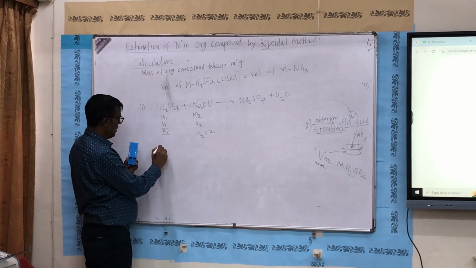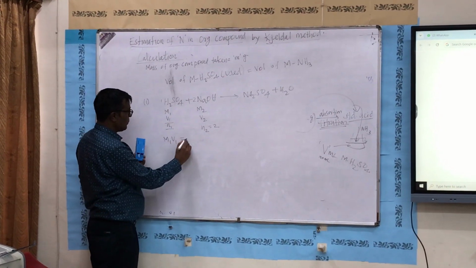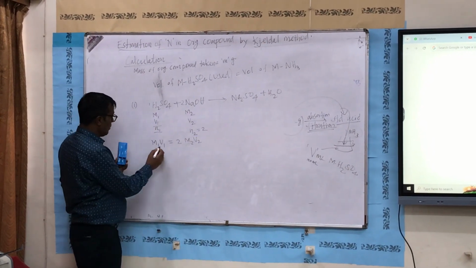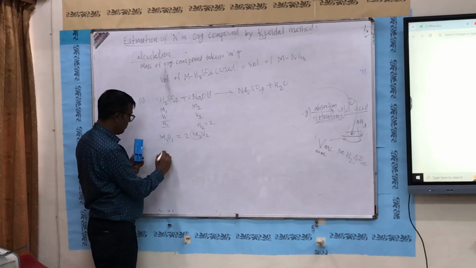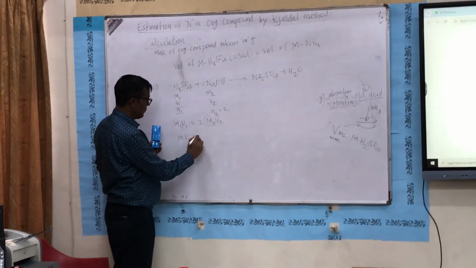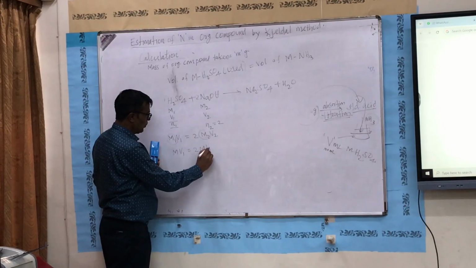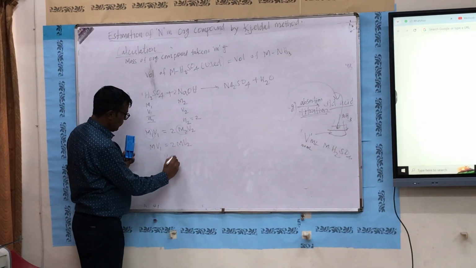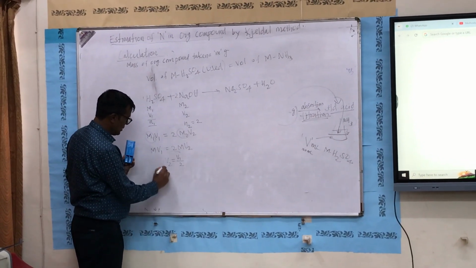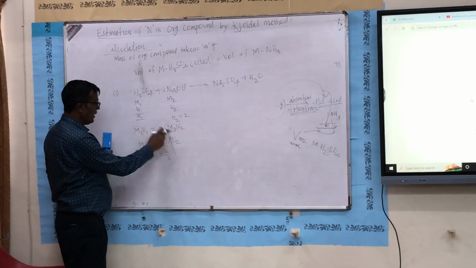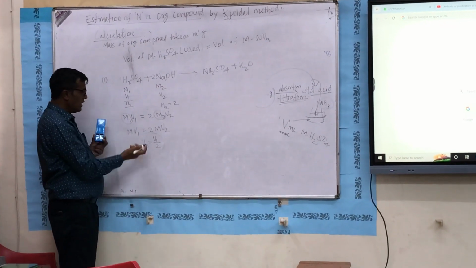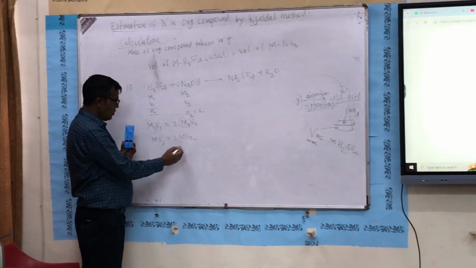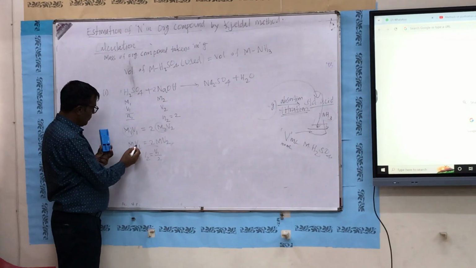So if I write the equation, M1 V1 is equal to 2 into M2 into V2. If you equate the molarity for both, M V1 is equal to 2 into M into V2. Therefore V2 is equal to V1 by 2. This result is required for us. When the molarities of these two are equal, the volume of the base at the end point is V1 by 2.